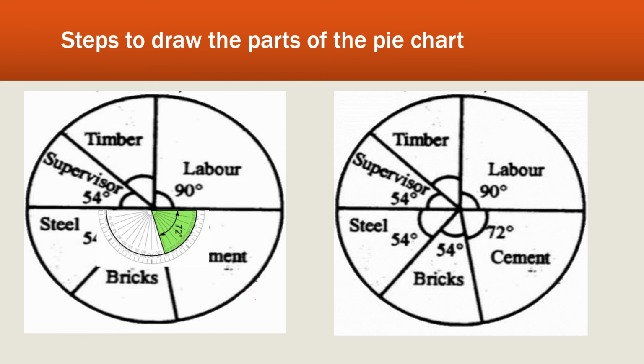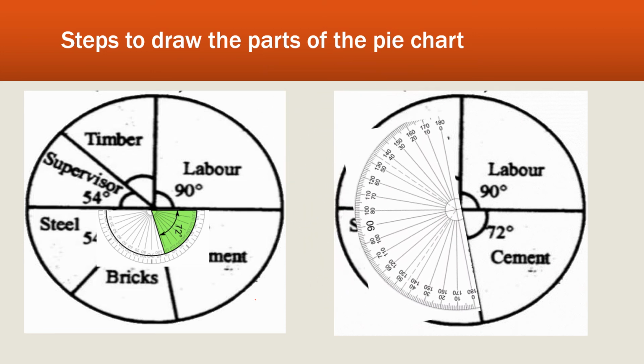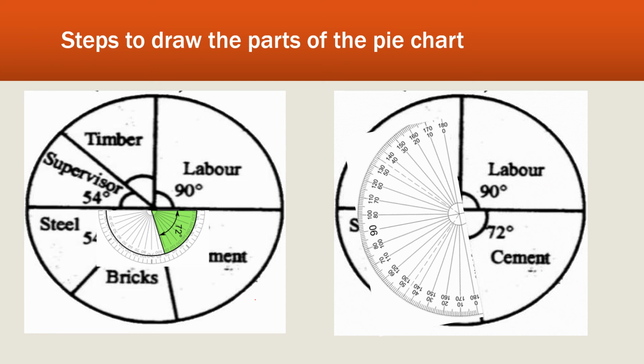The next step would be to place your protractor at the new radius. See, you have a new radius here, and that is where we place our protractor. And the degree of the angle for bricks is 54 degrees. So we look at 54 degrees, and we'll have to draw another radius at that level. So let's draw that there. So once you have the new radius, you know that that sector represents bricks.